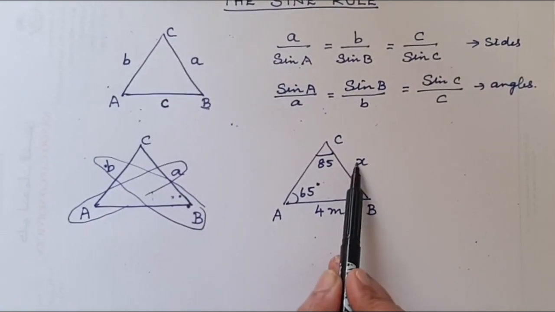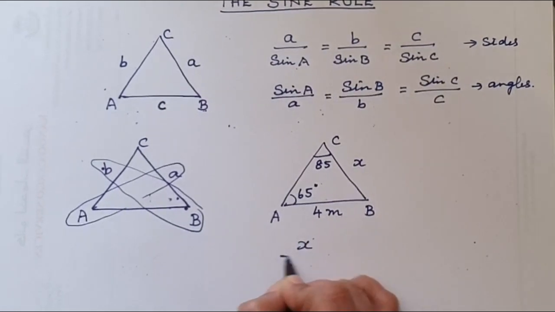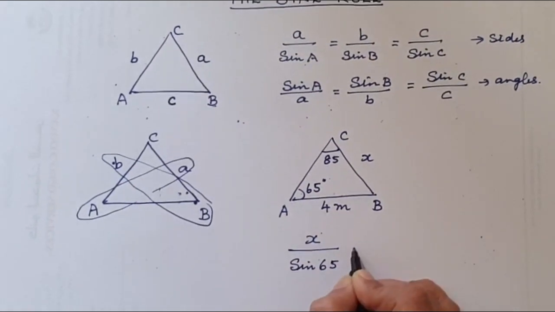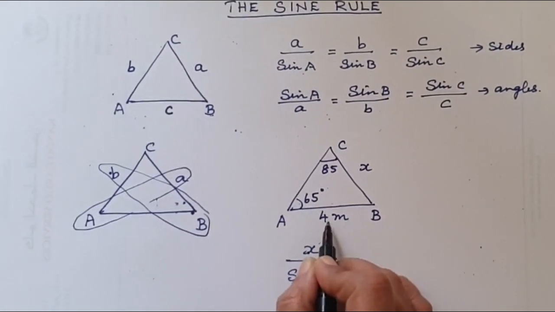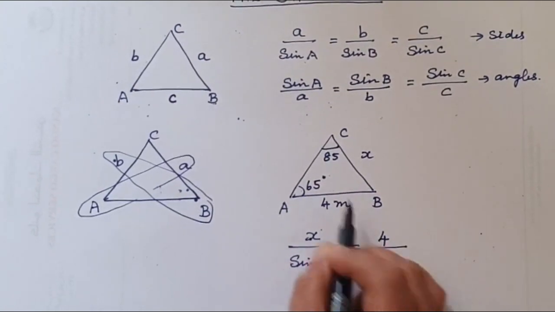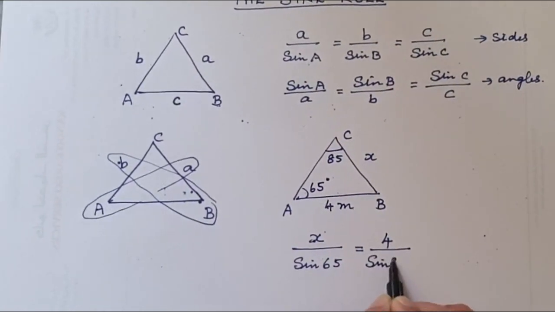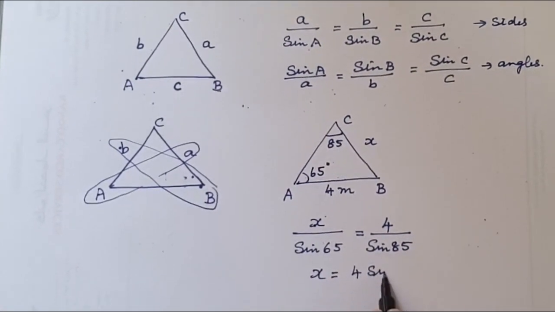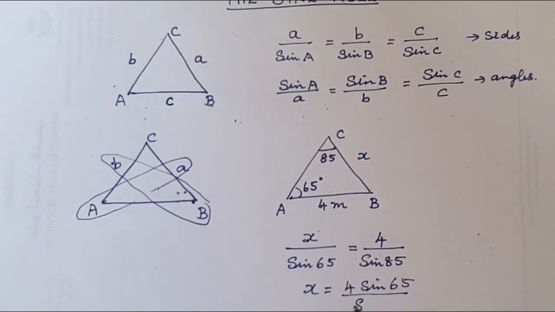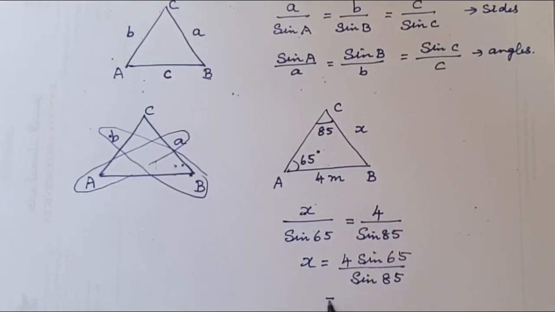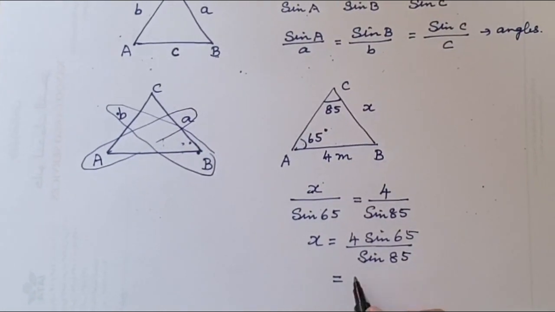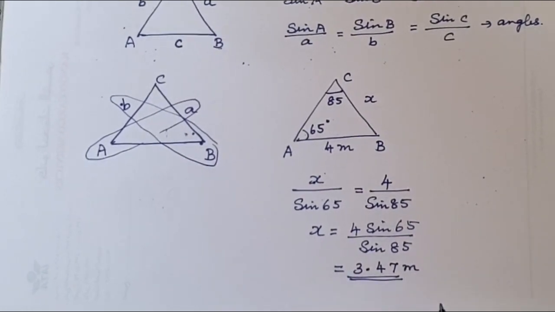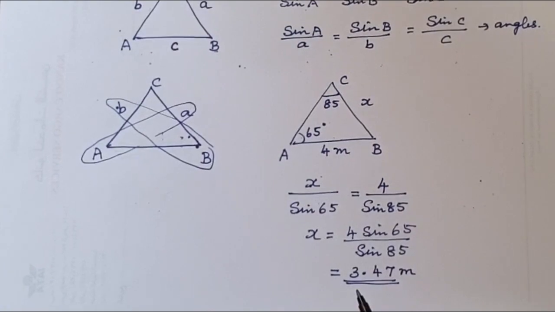In order to do this, we write the unknown side on top, that is x over what is opposite to it, 65, so we write it as sine 65. That will be equal to the known side 4, and what is opposite to that, 85, sine 85. So x will be equal to, cross multiplied, 4 sine 65 divided by sine 85. Directly apply this in the calculator and you will get your answer as 3.47 meters. This is how we apply the sine rule.